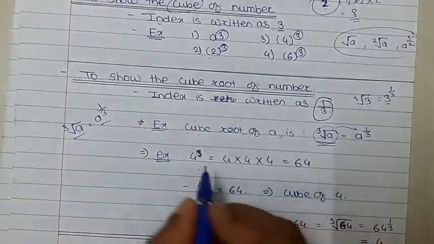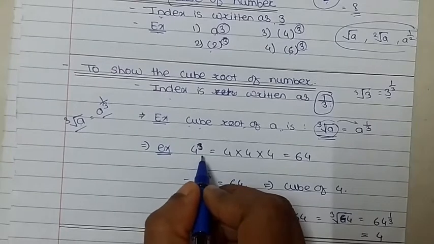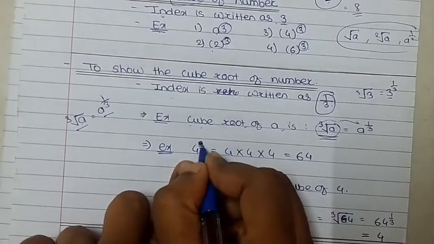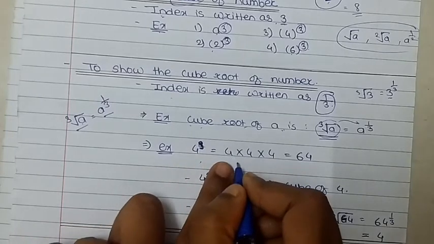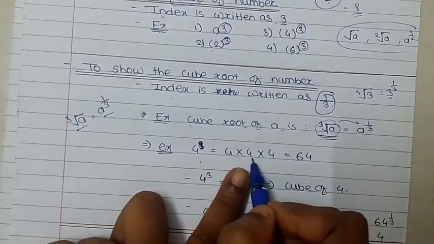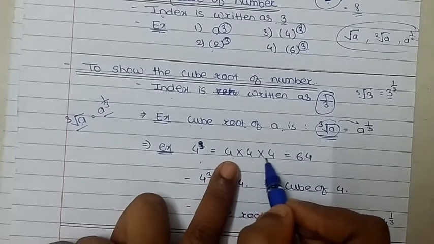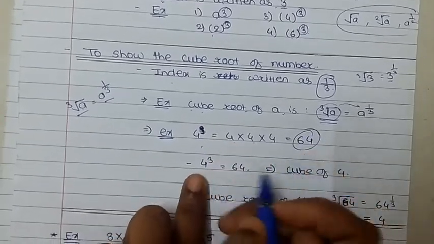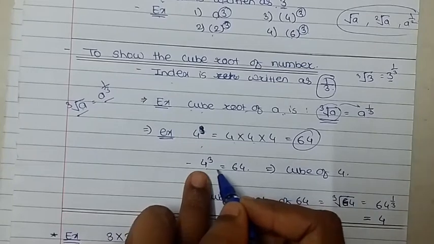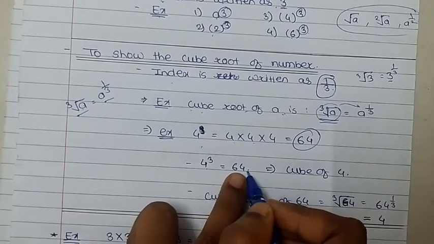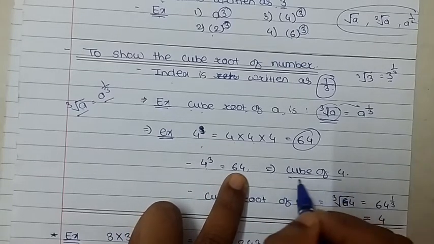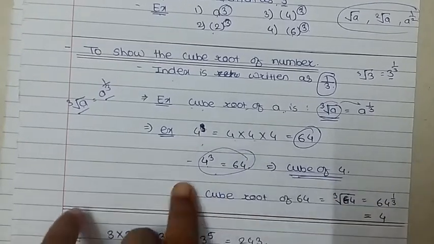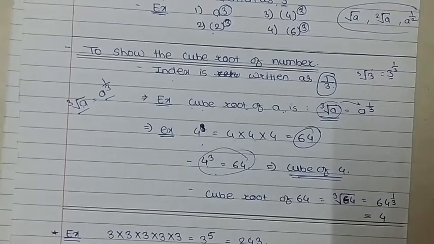Clear? Then for example, 4 cube, 4 raised to 3. That means we have to multiply 4 three times. So 4 into 4 into 4. When we multiply this, what do we get here? That is 64. Clear? So we can write 4 raised to 3 or 4 cube is equal to 64. That means 64 is the cube of 4.